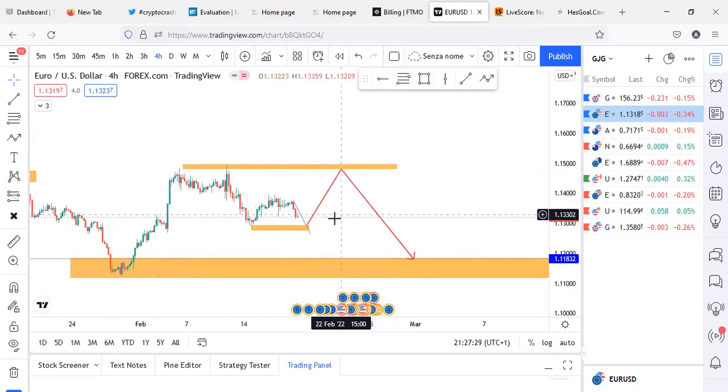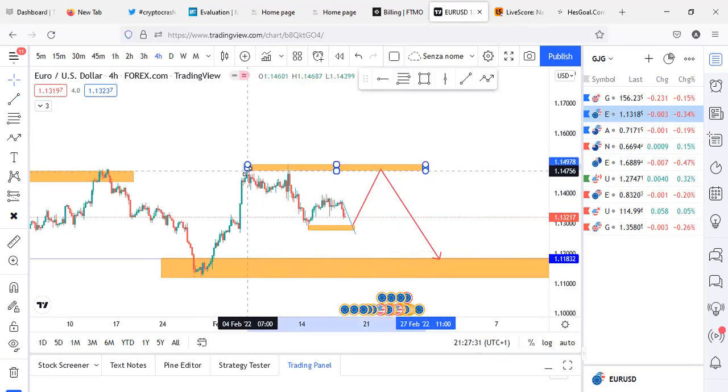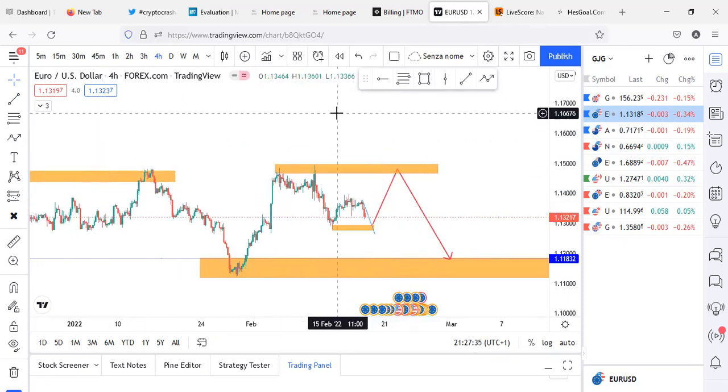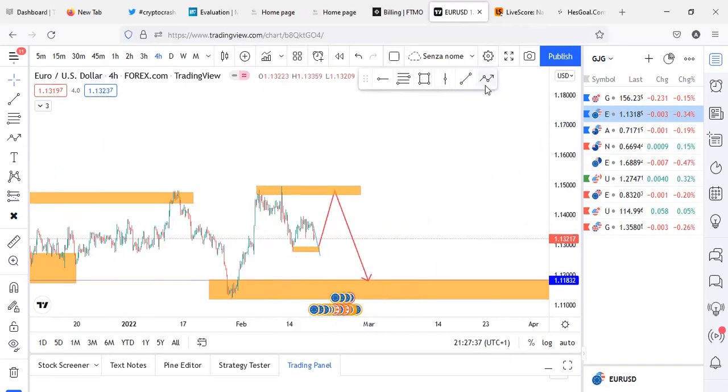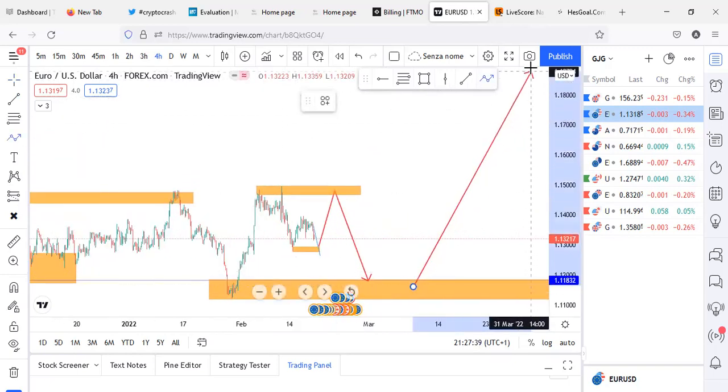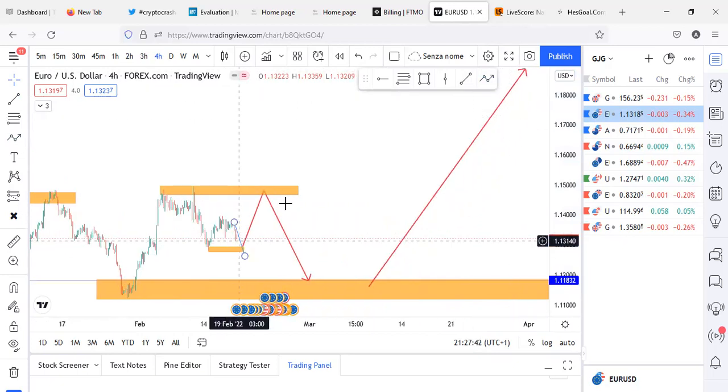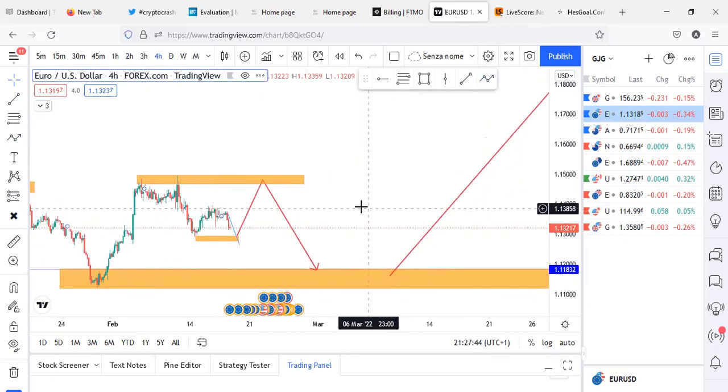Yeah, so that's it for Euro USD. So the main thing is this long term sell, and this long term buy. It's going to happen one way or the other.